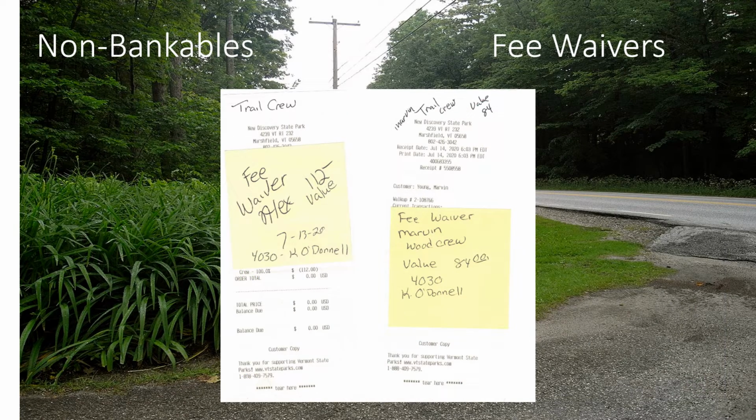In some cases, your fee waivers will be processed and there will not be a letter like we saw on the previous slide to include as your backup. In these cases, you can simply scan a copy of the receipt and include a note. You'll see here two examples of trail crew using a campsite and fees being waived for trail crew. The receipts are included, the value is included, and you can also see that the park code, in this case 4030, has been included on the note so that we can see where and when this is being used.